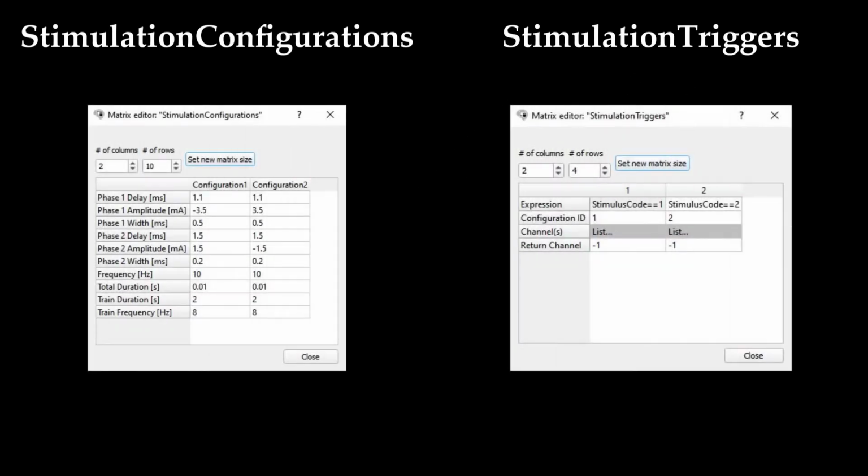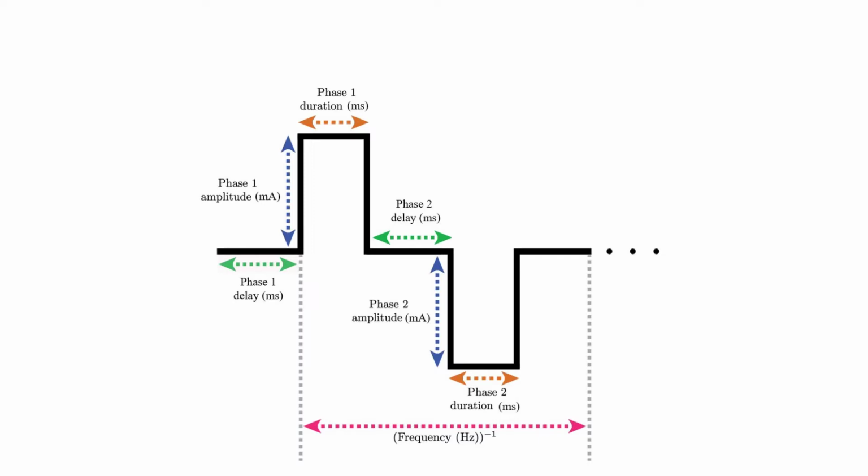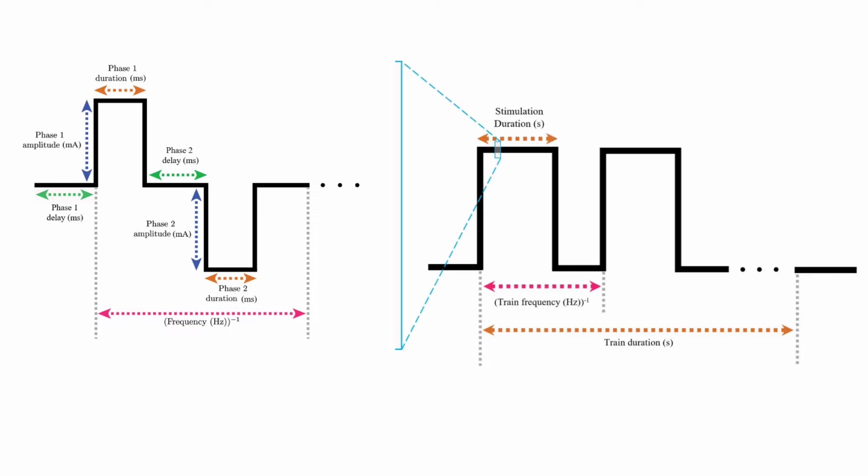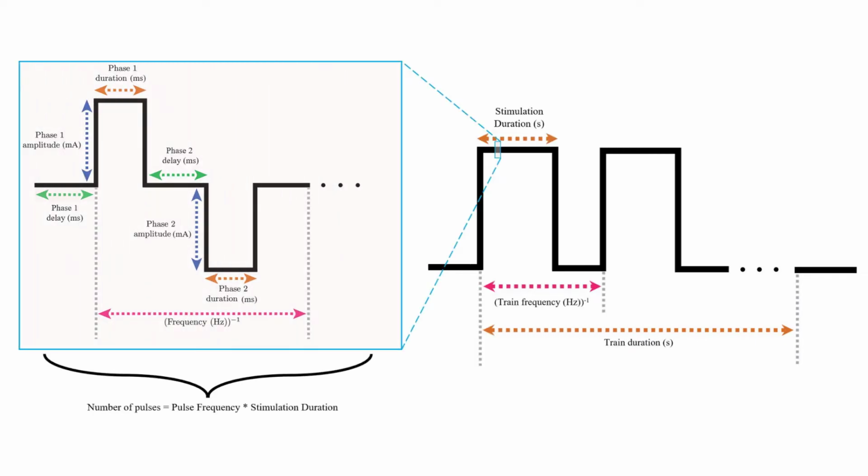The Neuro Omega stimulation parameters are split into two categories: the configurations and the triggers. The configurations define the shape of the stimulation, while the trigger specifies when the configuration should happen and which channel. The stimulation configuration is split into two phases, each with a specified delay, amplitude, and width. The pulse frequency and stimulation duration must also be specified. Then, if a train of pulses is desired, the train duration and frequency can also be specified.